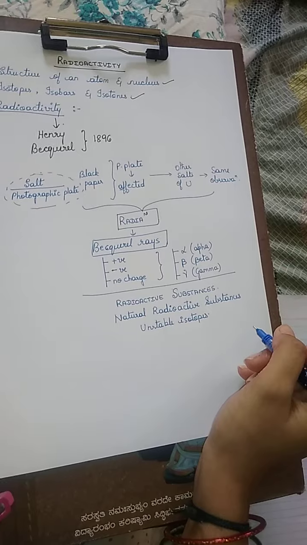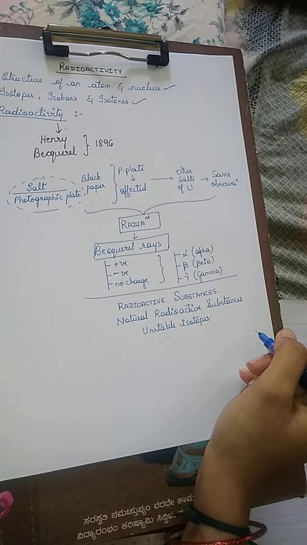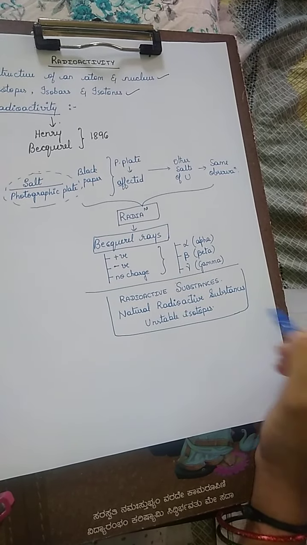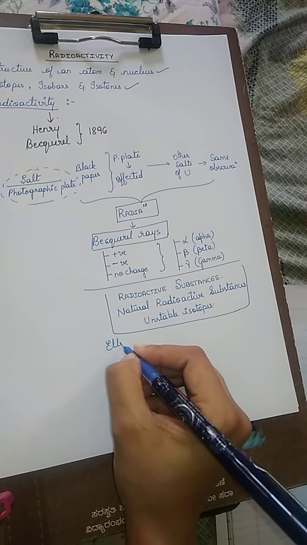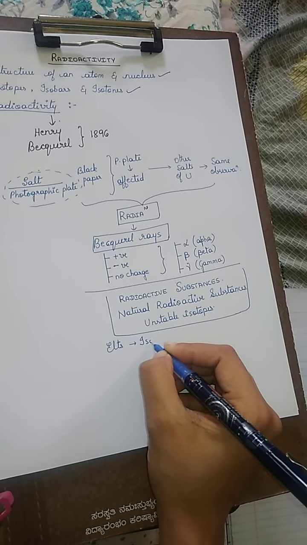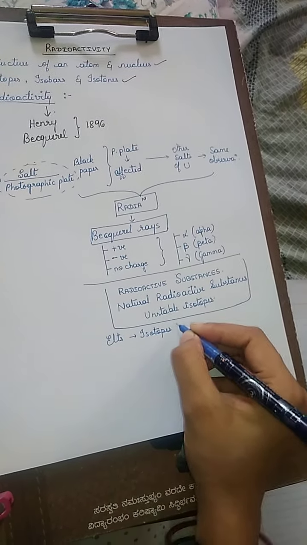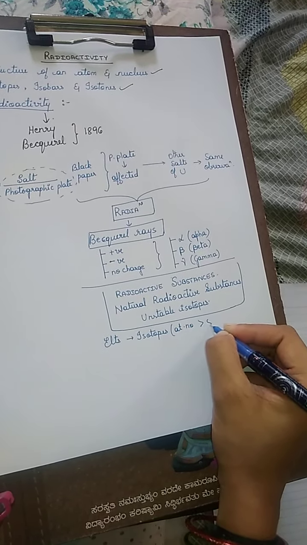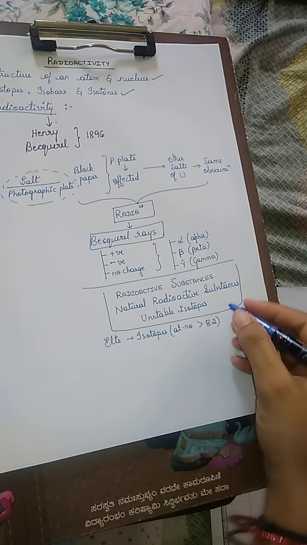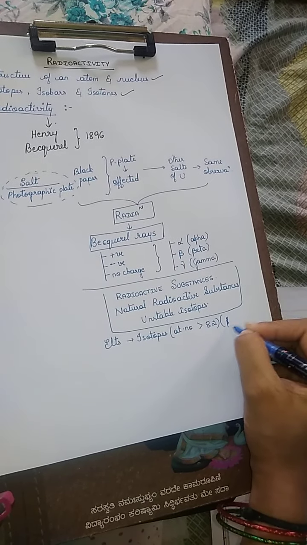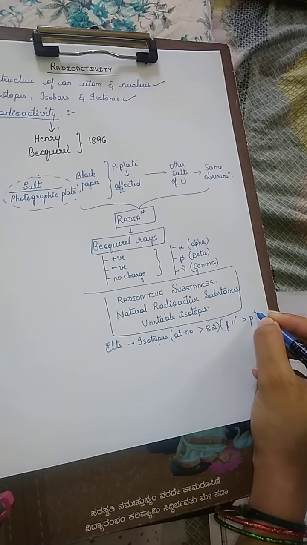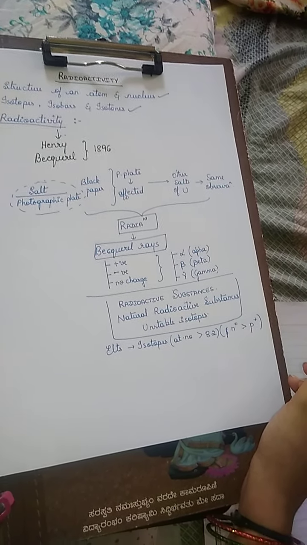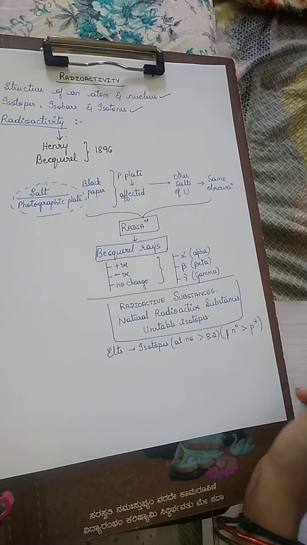You have already studied unstable isotopes in the different types of isotopes, correct? So these substances are elements having different isotopes, and these isotopes should have atomic number more than 82, or the number of neutrons should be more than that of protons. So this is about the radioactive substances.